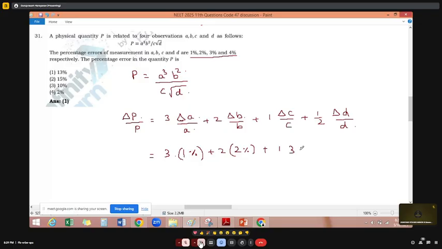So I can't find anything. So I think maybe there is some error here. So maybe this must be 12%. Anybody seeing any errors here? I don't think I've done anything wrong here. Everyone getting 13%? Yes, sir, the answer is 13%. Are you getting 13%? Yes, sir. How?